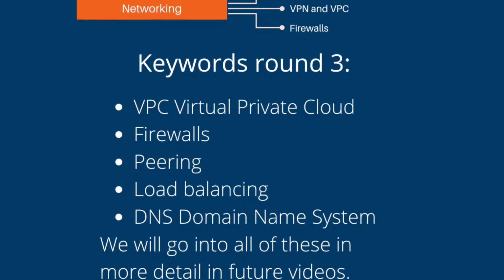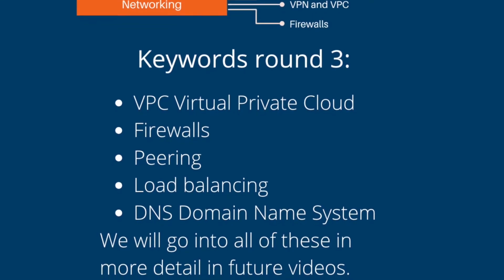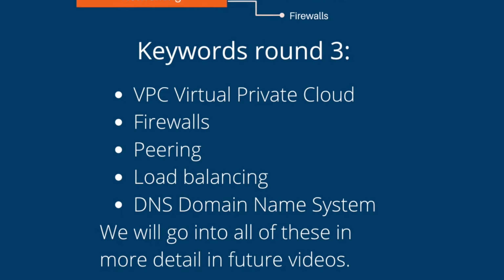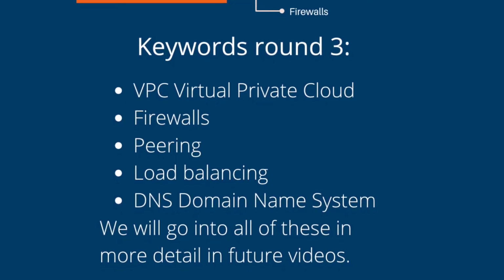Next, we have peering. Peering is a method used to link your cloud network and your on-premise network. There are many types of peering. We'll discuss this in other videos.